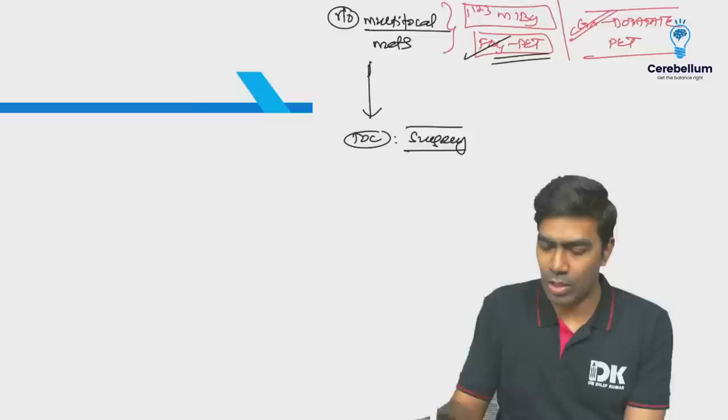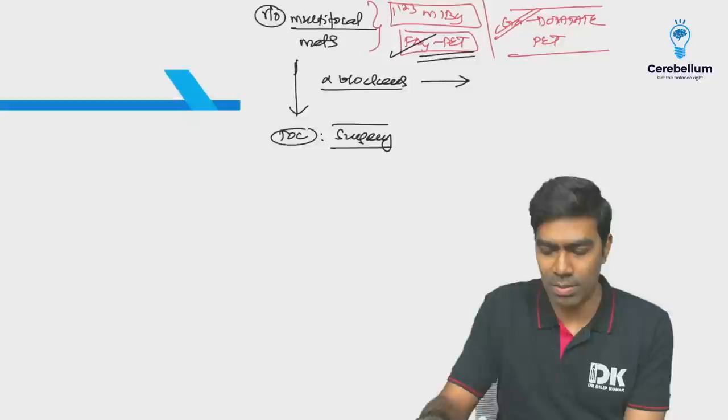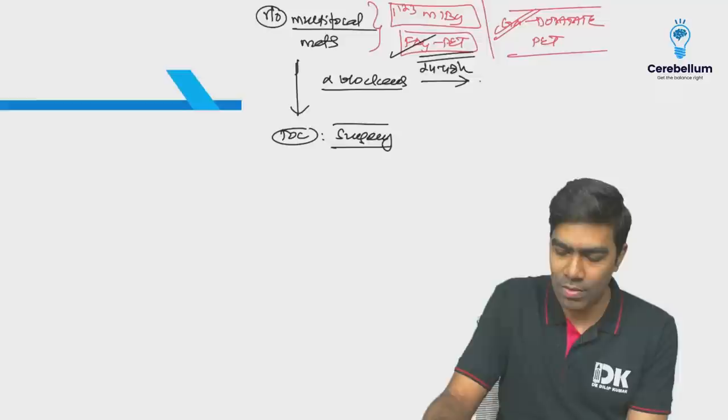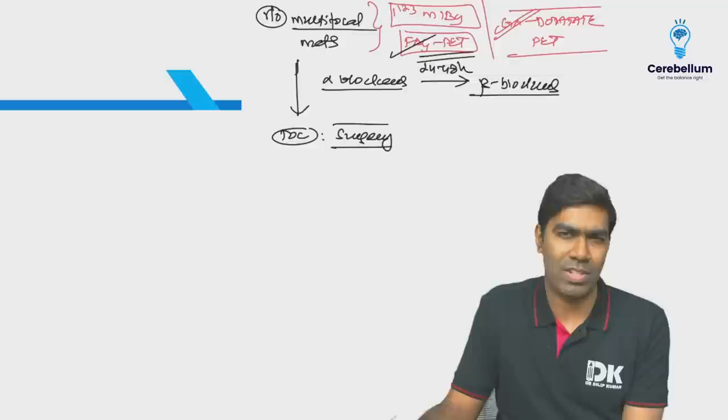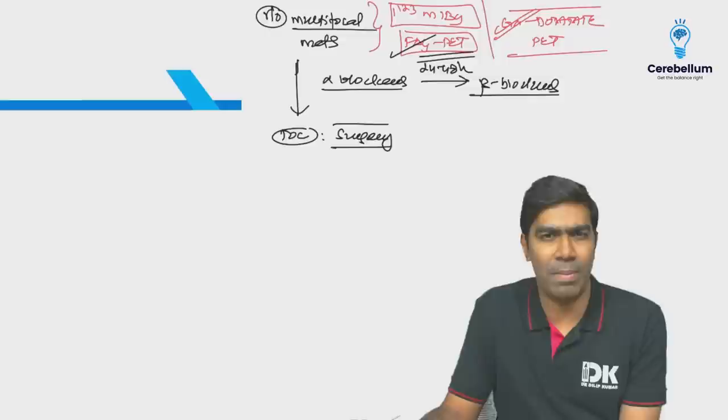You're going to start non-selective alpha blockers like phenoxybenzamine. After 24 to 48 hours, you're going to start a non-selective beta blocker like propranolol. Both have to be given, but start with alpha, then you go for beta. Or you can start alpha and beta blocker simultaneously, like labetalol also, which is fine, which is not a problem. That's what is commonly used in India in emergency practice. Even labetalol is fine. But anyway, this is what is given in the textbooks.